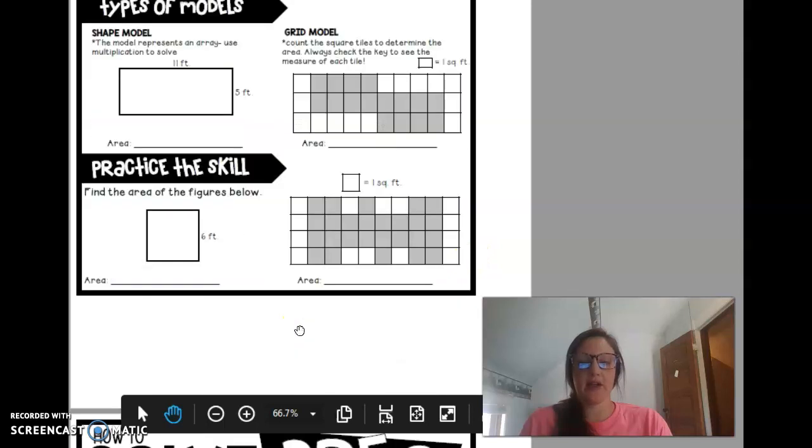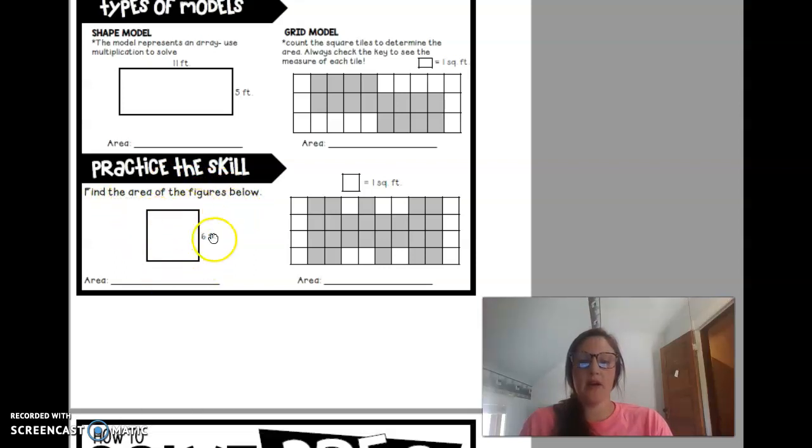All right, and then you're going to do the practice, the skill. Find the area of the figure below. If this is a square and it's 6 feet, and this is equilateral, all of the sides are equal for a square, so it's going to be 6 by 6. I could draw a picture, or I can multiply 6 times 6. See what you can figure out. Pause the video if you need to.